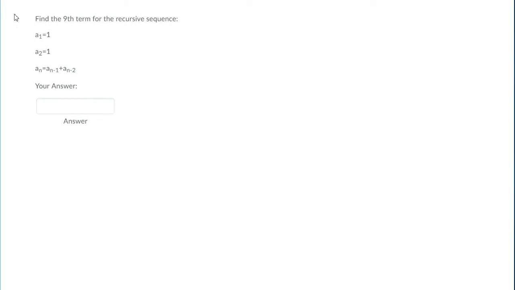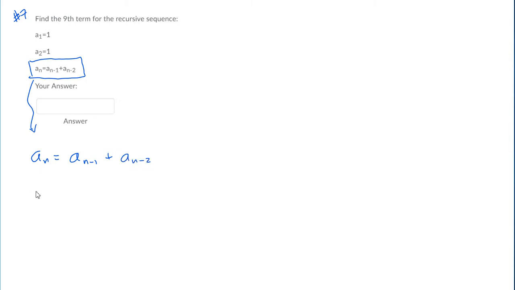Okay, this is problem number 7. And notice that the formula for generating the value of the terms is telling me something interesting. It's saying that the nth term is equal to the value of the term before it, plus the value of the term before that one.